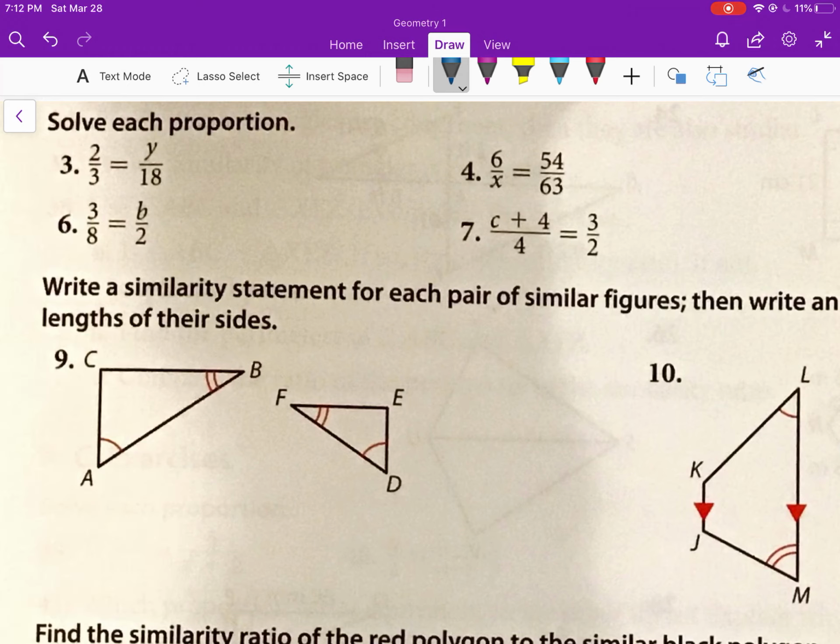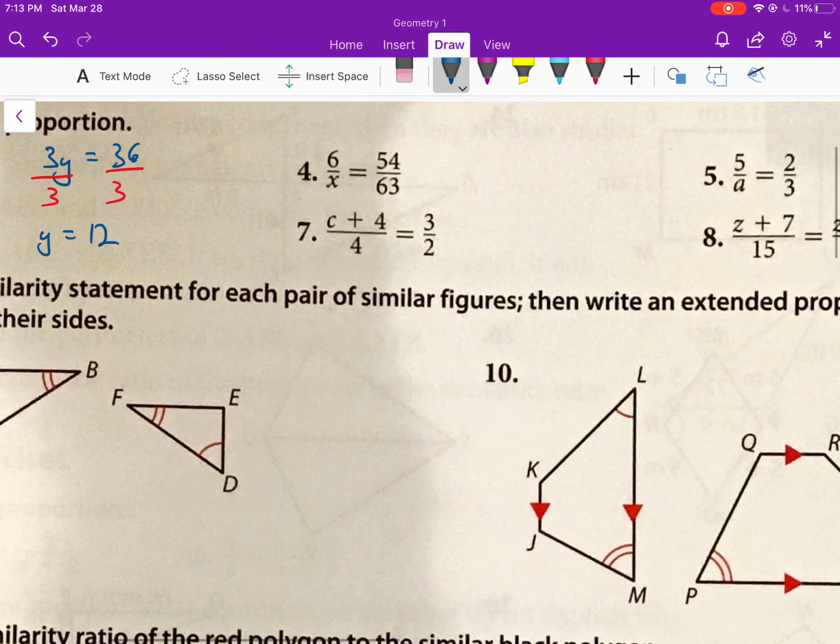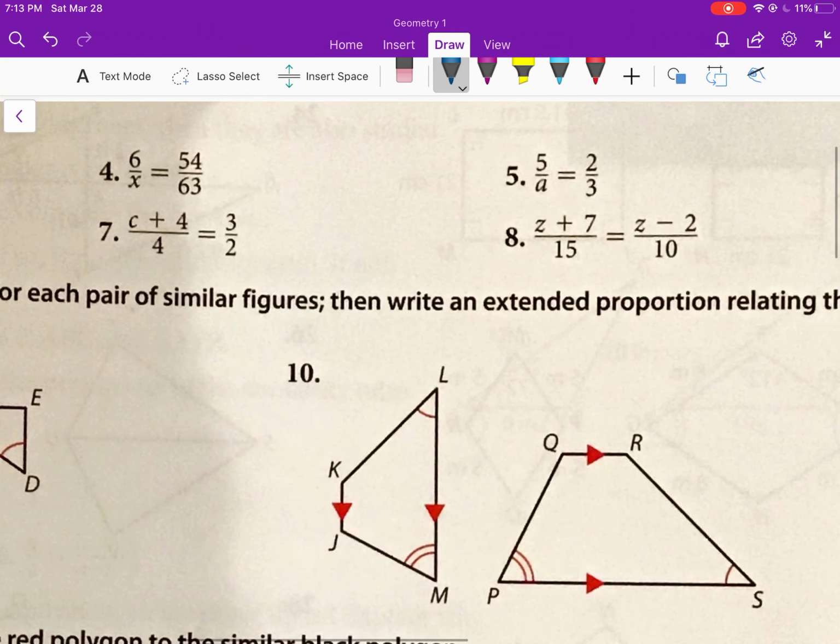For proportion, we know that we can cross multiply to solve. So we're going to multiply 3 times y is equal to 2 times 18, which is 36. We will then divide both sides by 3, which gives us y is equal to 12. Let's jump down here to number 7.